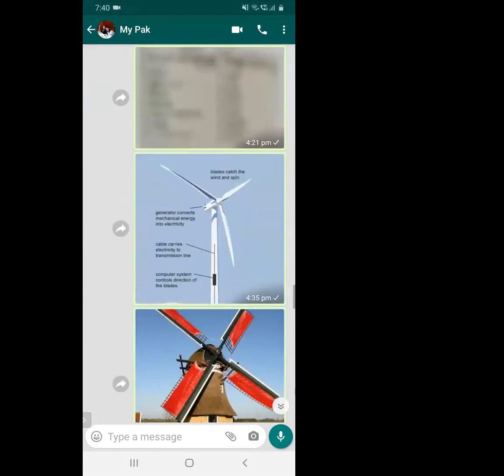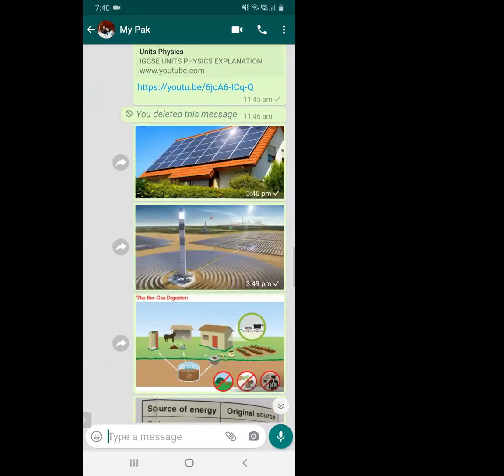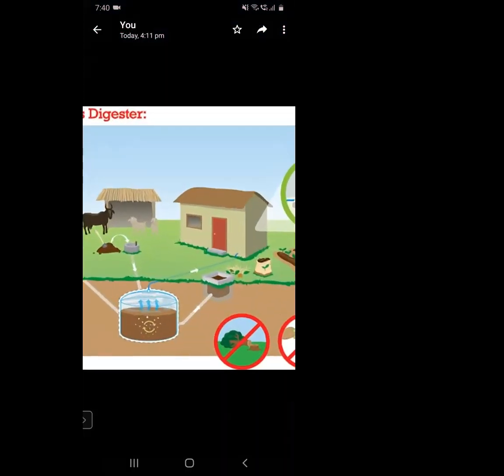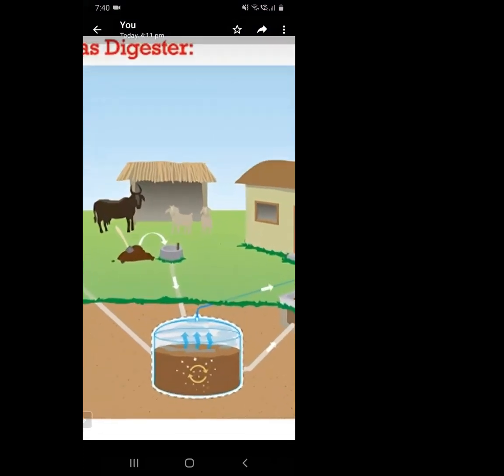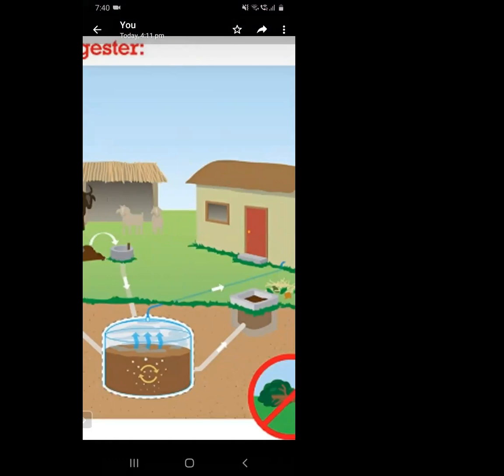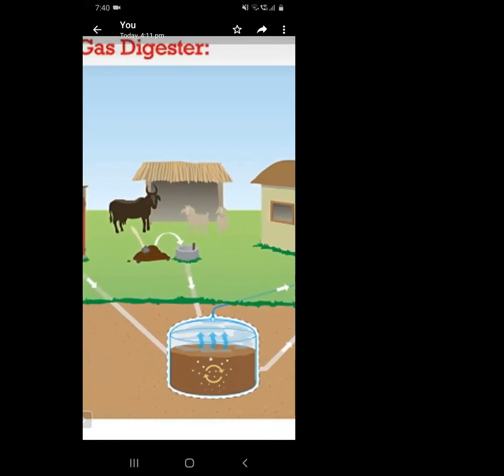This is a picture. So can you see, this is a container that they have kept underground. Okay, and this brown color thing is the rotting away organic material. And these blue arrows are showing the gas being produced, which is methane or the biogas. And then they have made these pipes which will allow this biogas to be used for different purposes, okay?